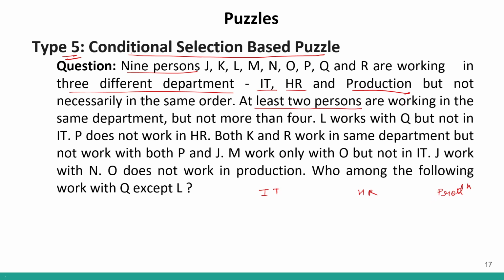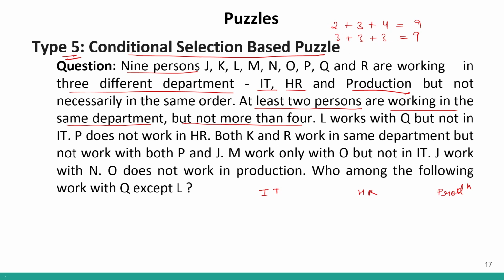There are 2 people that are working in the same department but not more than 4. So now let us look at the possibilities. There are 9 people, correct? So it could be 2, 3, 4. In one department there are 2 people, in one there are 3 people, in one there are 4 people because they cannot be more than 4 and they cannot be less than 2. So the sum will be 9. Or the other possibility is that we have 3 people in each department, then also we get 9. So 2 possibilities are there: either 2, 3, 4 people or the people are divided in 3, 3, 3.